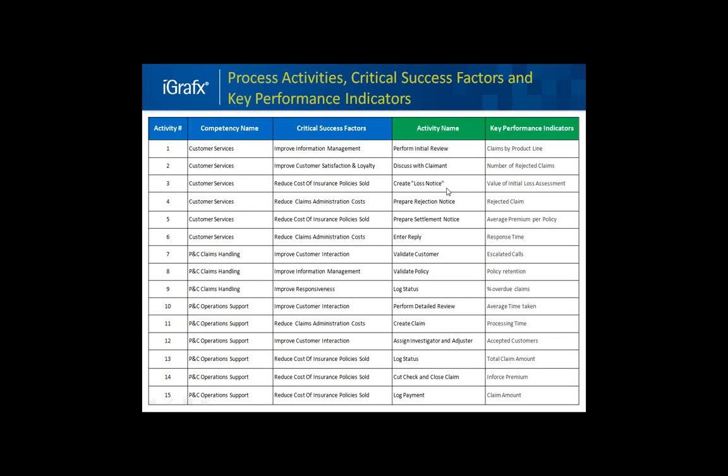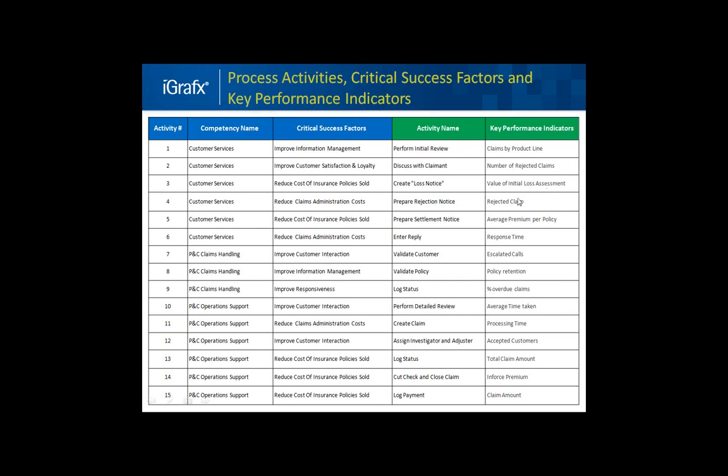But it's still a part. So you could have a performance driver that is different than a value driver. They do not necessarily interlink, but they need to be aligned. So, to create loss notice, we knew it's about reducing the cost of insurance policies, meaning through standardizations across sales, etc. Here it is the value of initial loss assessment. It could give you an indication of what we could do, how we can standardize, how we can work better with them.